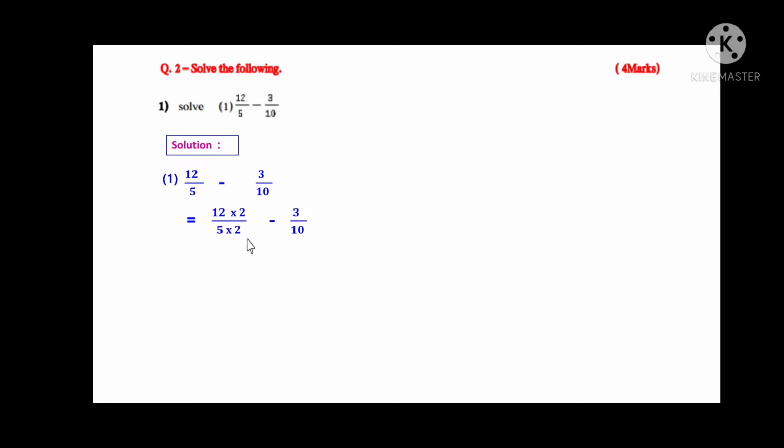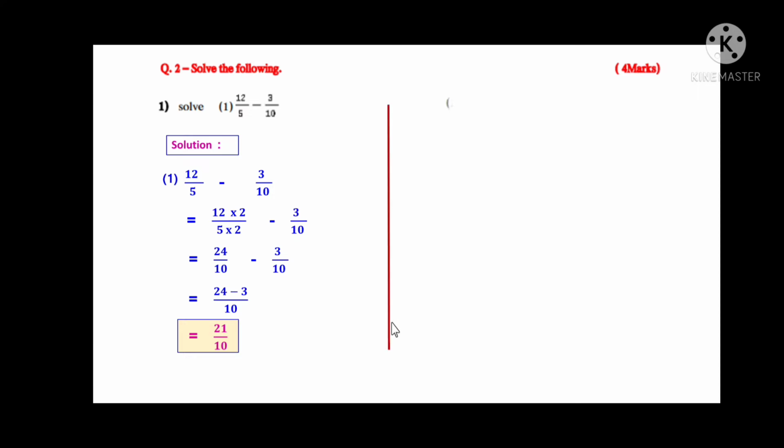So 12 into 2 upon 5 into 2. 5 twos are 10. So we are making the denominators of both the same. So here it will be 12 twos are 24 upon 10 minus 3 upon 10. Now the common denominator is 10, so we take 24 minus 3. So it will be 21 upon 10.